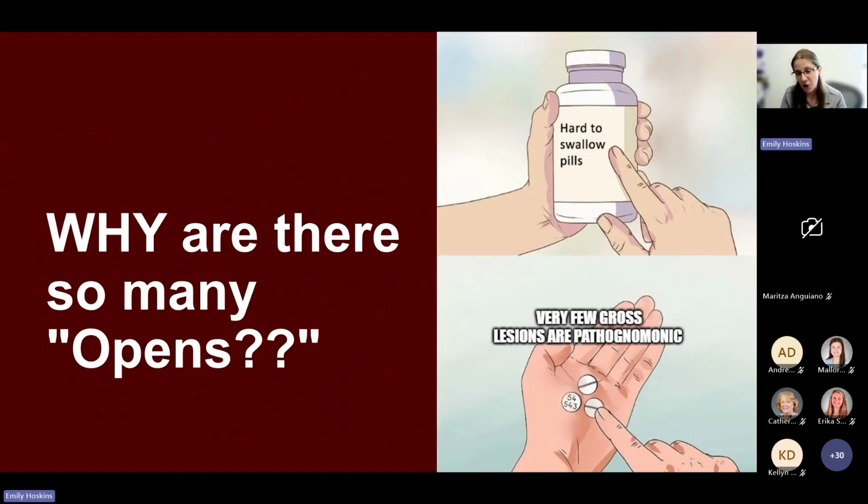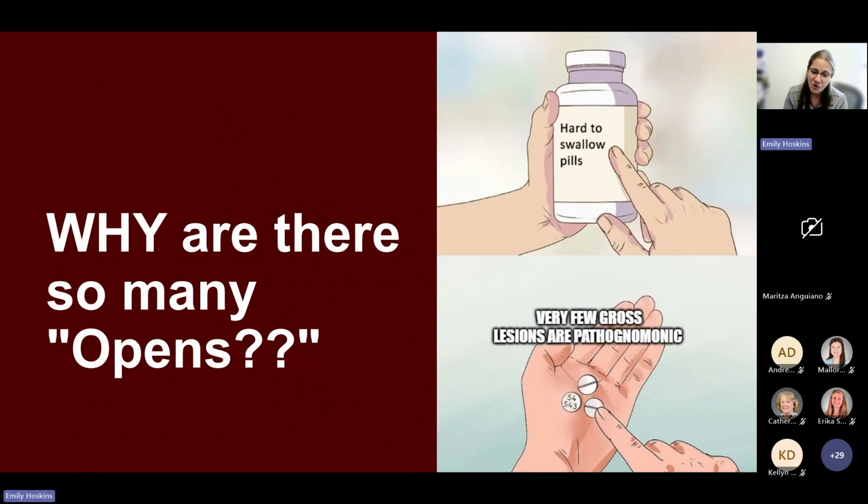So why are there so many opens on a necropsy report? And this is the truth, right? The truth is there are very few gross lesions that are pathognomonic. And this is a hard pill to swallow, especially for pathologists who are fresh out of residency, because your job in residency was to look at that gross lesion and say what pathologic process was going on and give it a morphologic diagnosis and be confident in that, because that's what you did on boards.